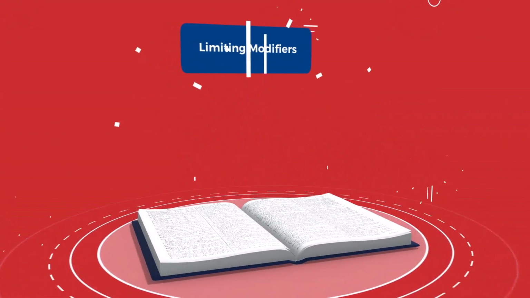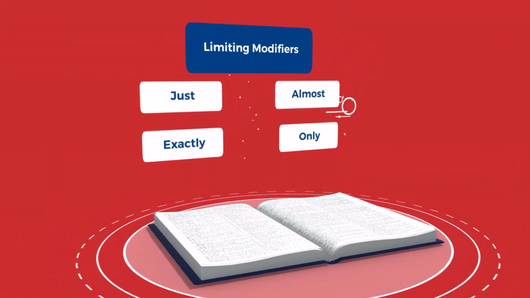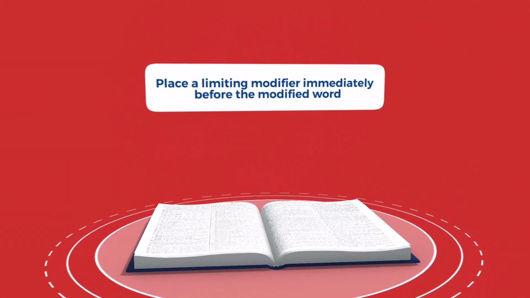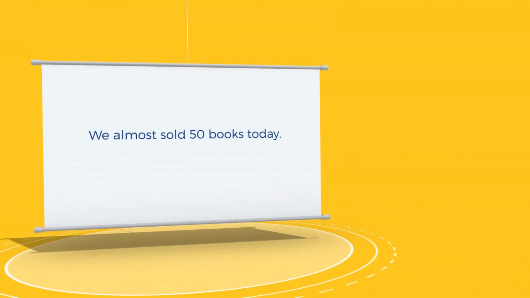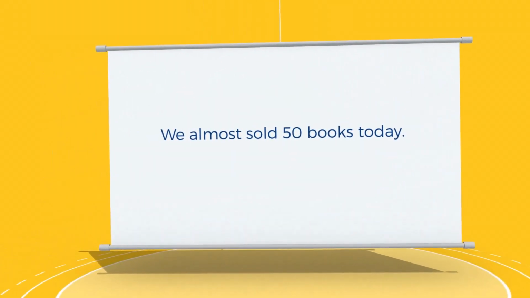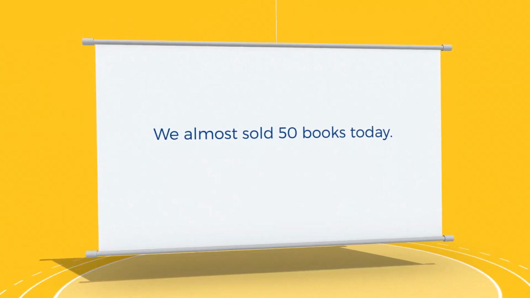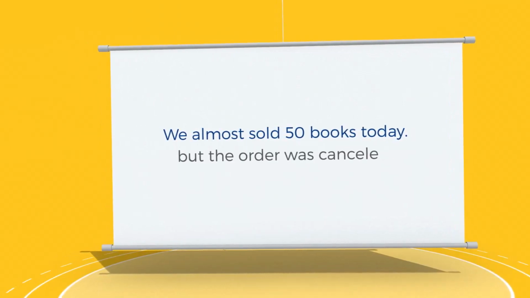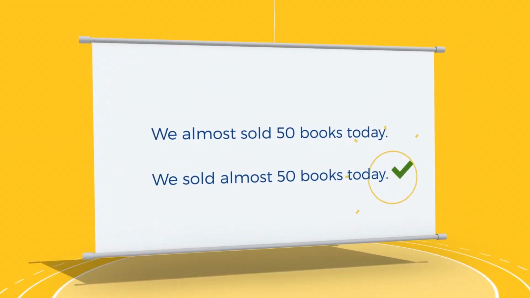It's especially common to misplace limiting modifiers, like just, almost, exactly, only, and simply. To avoid ambiguity, place a limiting modifier immediately before the word or phrase you want it to modify. Consider the sentence, "We almost sold 50 books today." This could mean that a batch of 50 books was nearly sold in one go. It might be followed by something like, "But the order was canceled." If the writer actually meant that the total number of books sold for the day nearly reached 50, the correct sentence would be, "We sold almost 50 books today."